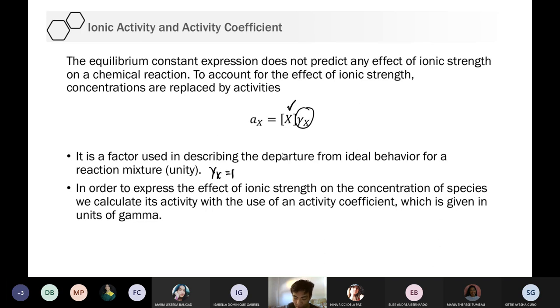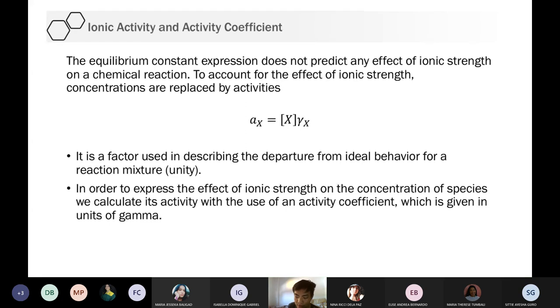Okay. Gamma is a factor used describing the departure of ideal behavior for a reaction mixture. So yun. So it is a coefficient that is usually less than 1. No? So it tells us gaano ka deviated yung ating activity from the molarity. So in order for us to express the effect of ionic strength on the concentration of species, we calculate its activity with the use of activity coefficient, which is given in units of gamma. Okay. So para makuha mo yung mismong activity ng ion sa solution mo, you just need to multiply its molarity by the gamma or the activity coefficient.